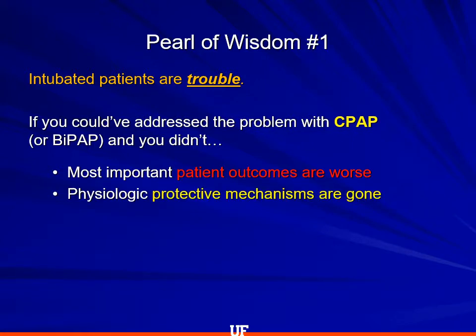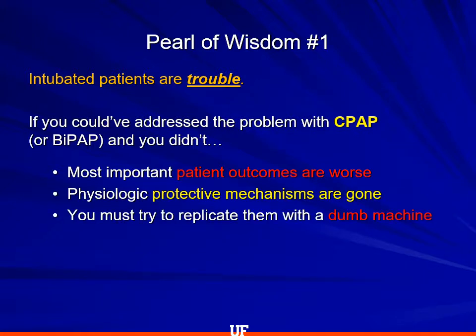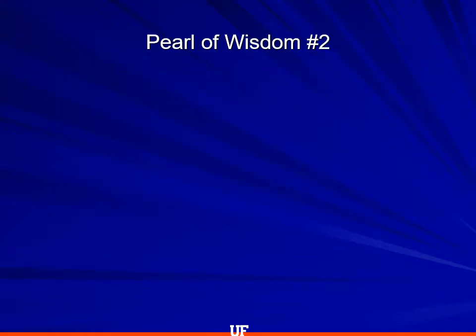That's likely because the brain is really good at controlling every second of the day how deep and how frequent to breathe, micromanaging your pH and your oxygen and your CO2. And when we take away the patient's breathing and breathe for them on the ventilator, we have to replicate that with this dumb machine.